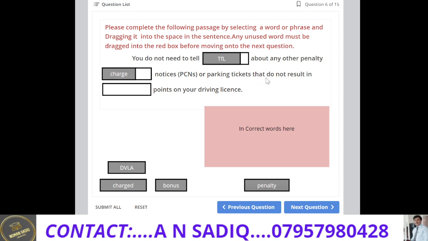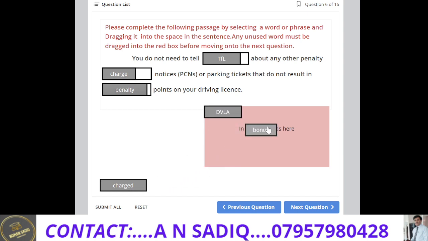Are parking tickets that do not result in penalty points. So you should not have penalty points on it. But if you have, then you need to tell TFL. Now these are the unused words: DVLA, bonus, and charged. Keep in mind that bonus could not be here.